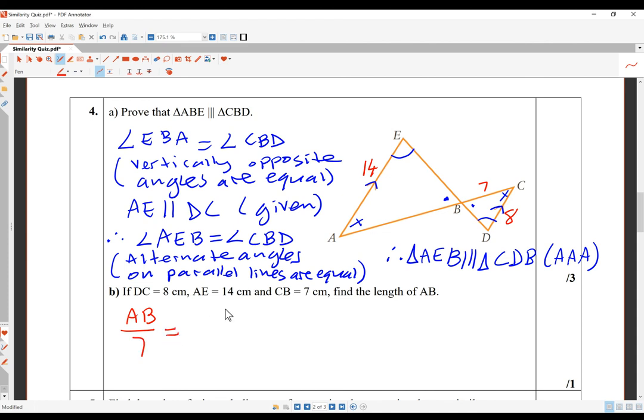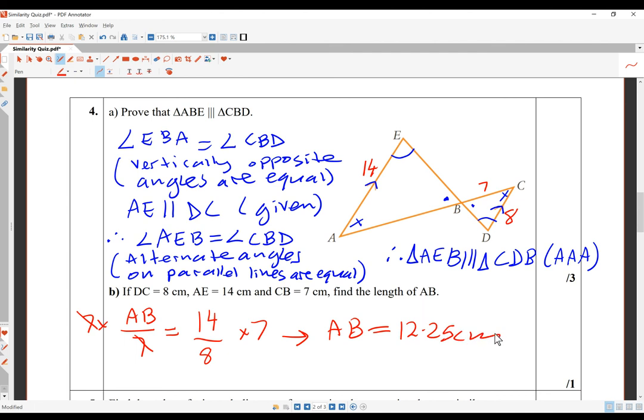And then we'll start with the 14. Now 14 is the cross and the arc. So we go to the other triangle. The cross and the arc sit on the side with 8. So that's 8 there. And times both sides by 7. And you've got your answer. Okay, so that's going to give me AB is equal to 12.25 centimeters.